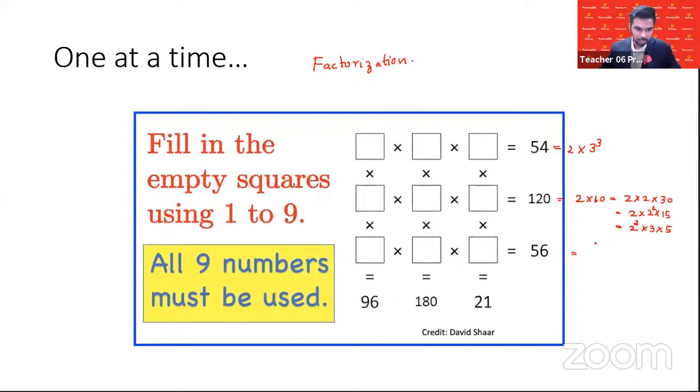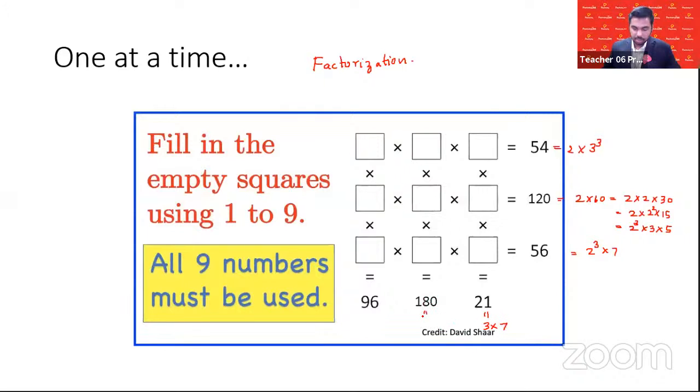What about 56? 56 is nothing but 7 times 8. So this is 2 cubed times 7. Is everybody clear on prime factorization? Okay, so let us do 21. 21 is nothing but 3 times 7.